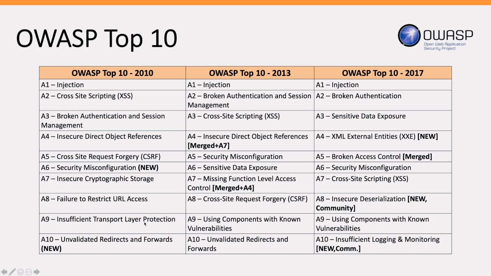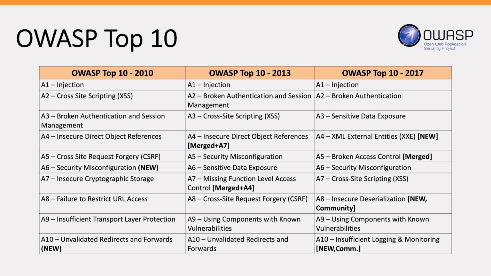But it completely disappeared in 2013 and 2017, and that's probably because it's so easy to now get certificates and use HTTPS on your site. Even malicious sites use HTTPS right now, so it's definitely not a risk anymore. But then you see also new ones get added. So for example, insecure deserialization over here was never a risk in 2010 or 2013, was not part of the list, and in 2017 it became part of the list.